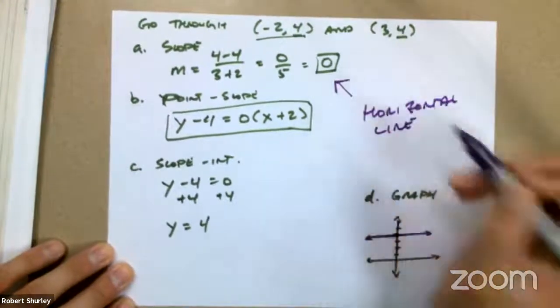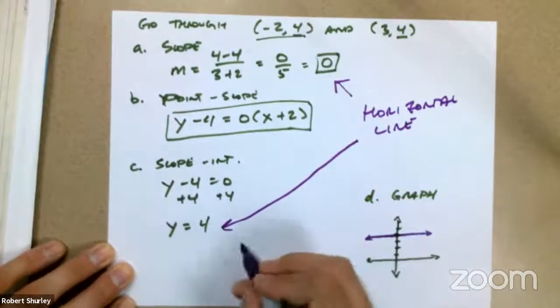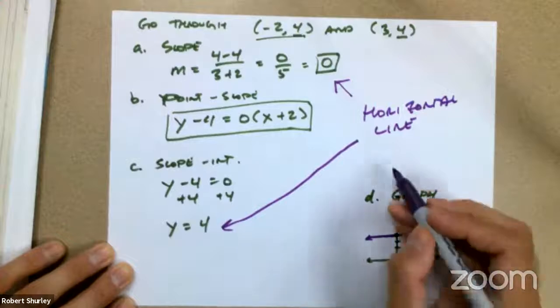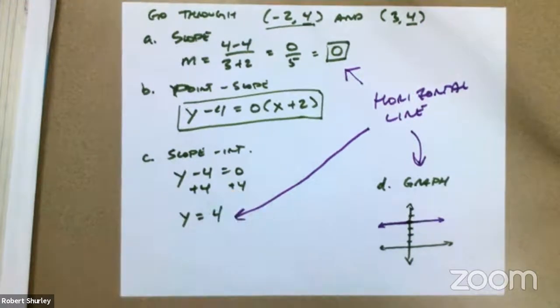Okay. Horizontal lines have a slope of 0. They have an equation where it's just y equals a number. And of course, on the graph, they're just a flat line. So this is a good example of a horizontal line. You've got a slope of 0. Y equals a number is the equation of the line.